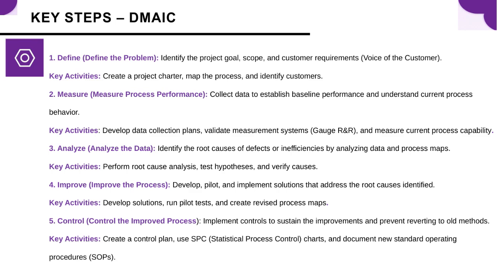Key activities here include creating a comprehensive control plan, which outlines how to monitor the process moving forward. We also use SPC, or statistical process control charts, to keep an eye on process stability and performance over time. And don't forget, documenting the new standard operating procedures is essential. This ensures everyone knows the updated process and how to maintain it. By establishing these controls, we make sure our improvements are lasting and that the process remains efficient and effective in the long run.